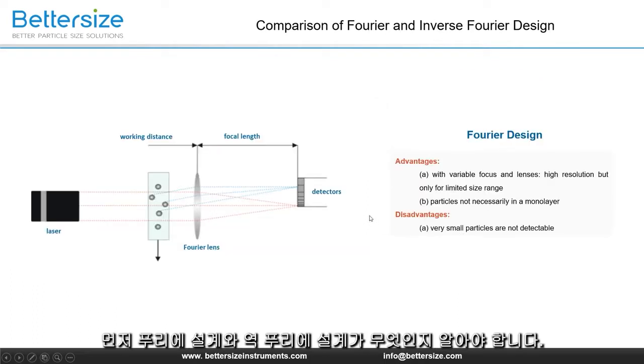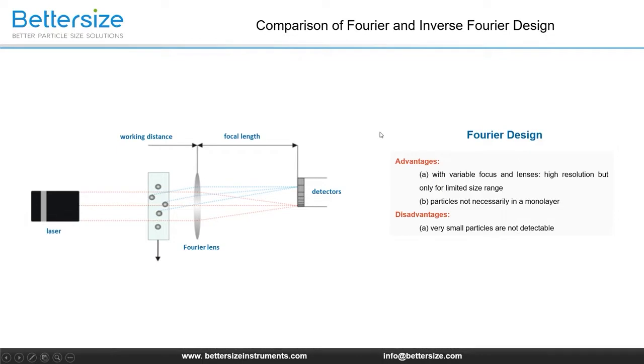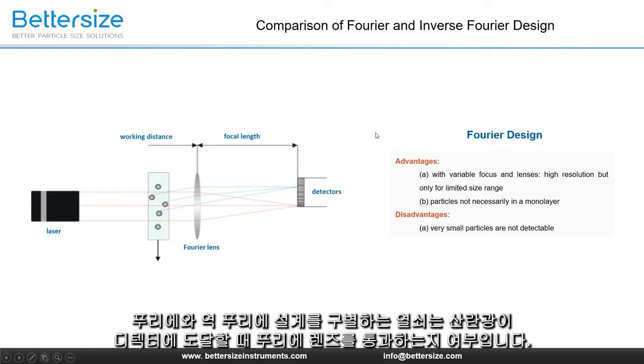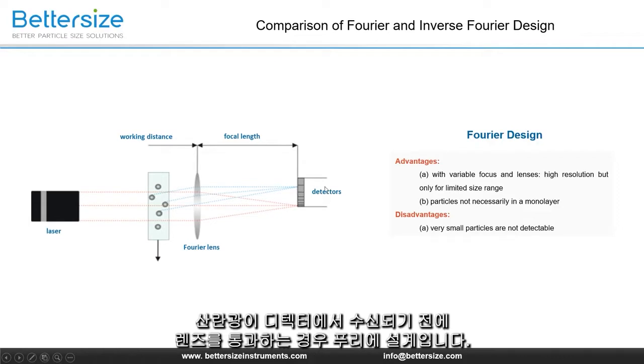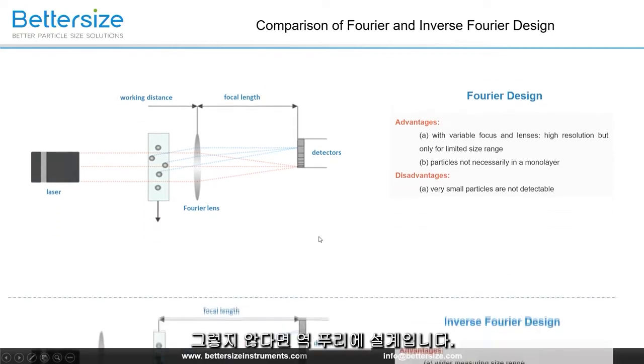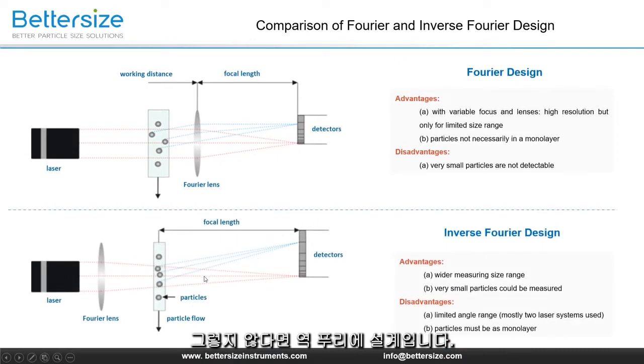First, we need to understand what Fourier design and inverse Fourier design are. Both designs are widely accepted by many particle size analyzers. The key to distinguish the Fourier and inverse Fourier design is whether the scattered light passes through the Fourier lens or not when it reaches the detector. If the scattered light passes through a lens before being received by the detectors, it's a Fourier design, and if not, it's an inverse Fourier design.